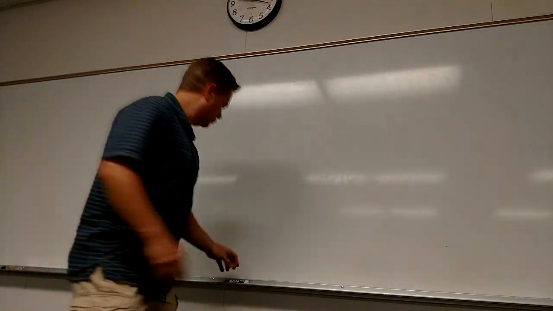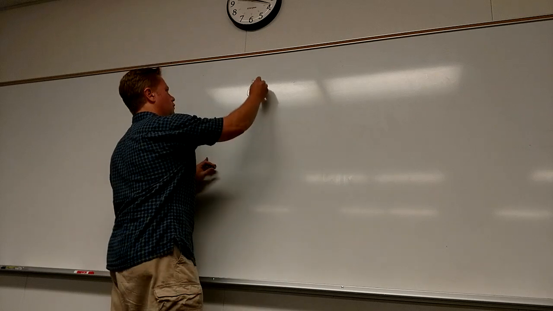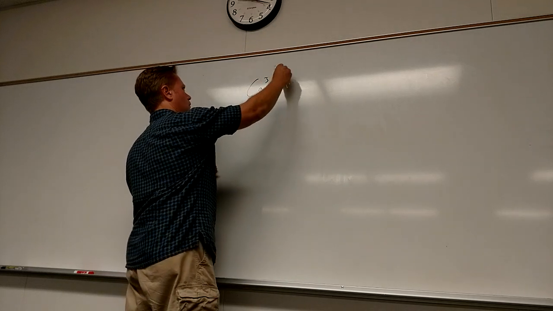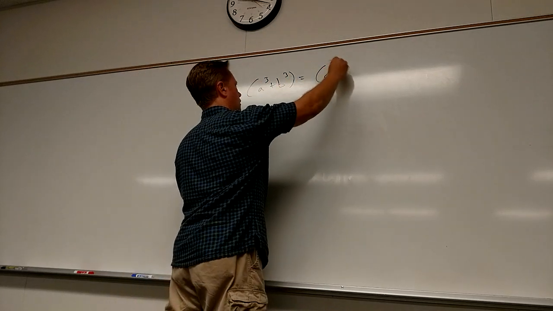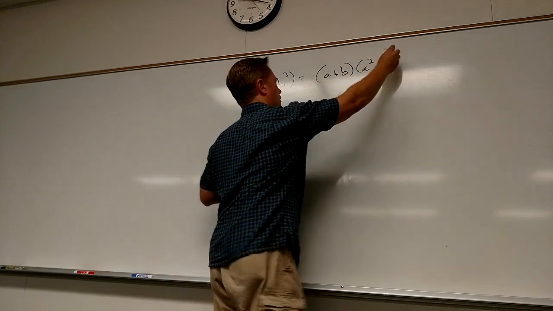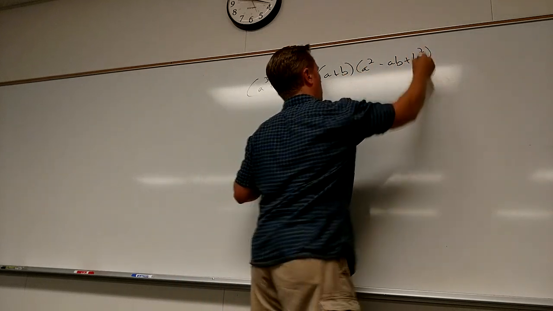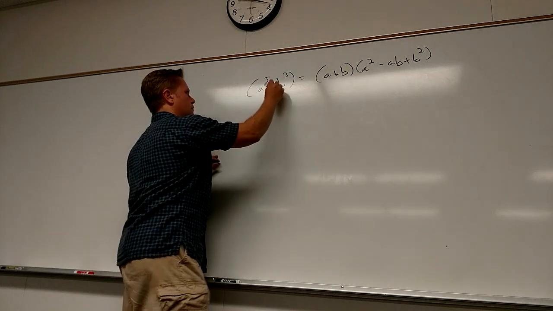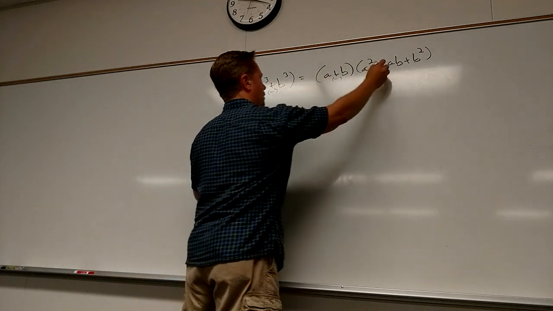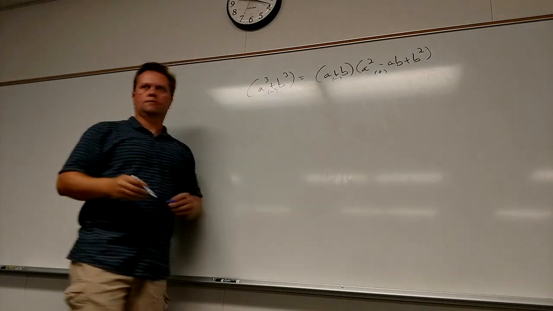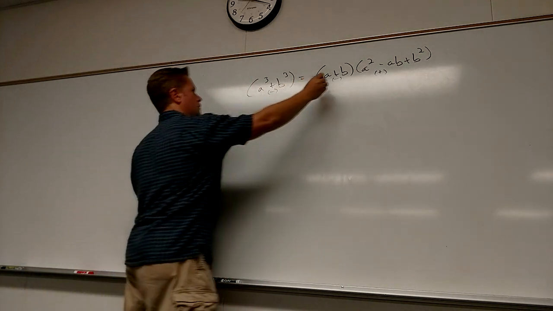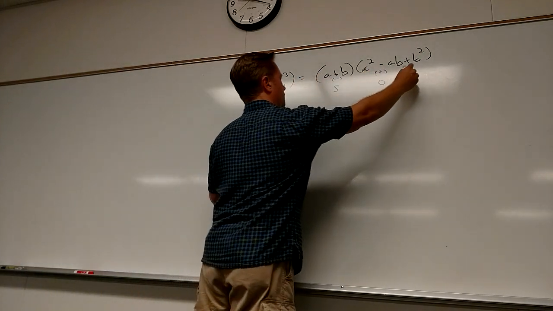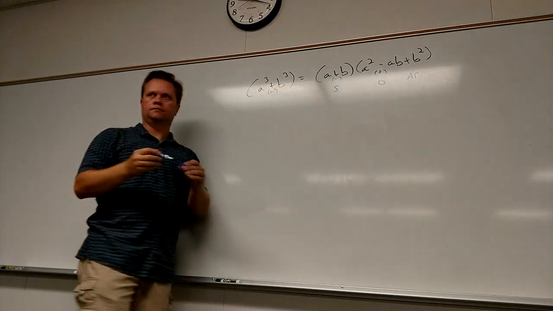So the general rule for a sum of cubes, and really the only difference, if this was a minus, this would be a minus and this would be a plus. Same, opposite, always positive.